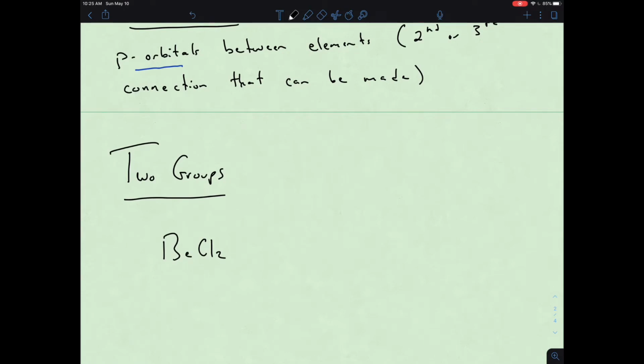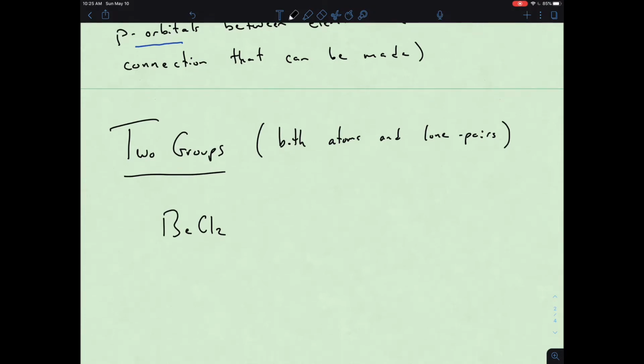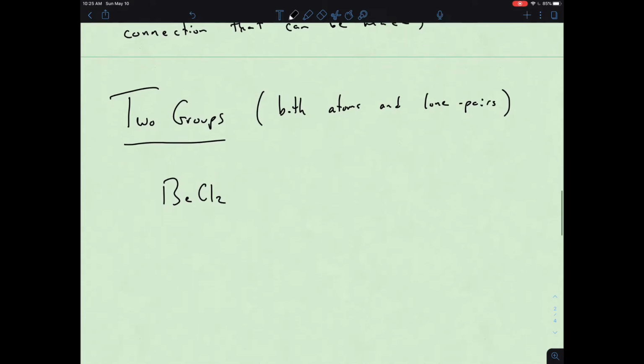And I guess I should say, both atoms and lone pairs, right? So we're not really discriminating anymore between molecular geometry or electronic geometry. We're talking about something completely different here. So this is this idea of a hybridization. So if we look at the beryllium, for instance, the beryllium might look something like this.